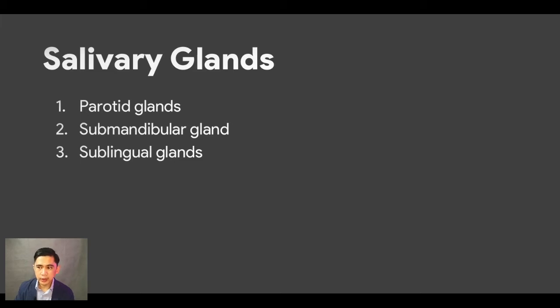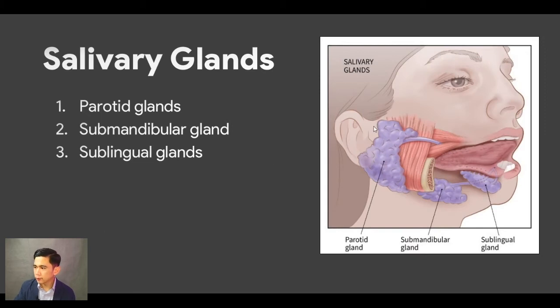First is the parotid glands, the submandibular glands, and the sublingual glands. So in this picture, the parotid gland is found in the pre-auricular area. The submandibular gland is found underneath the mandible. That's why we call it a submandibular gland. If you press on the concavity underneath your jaw, it is usually there. And we have the sublingual glands. By the term itself, it is underneath the lingua or the tongue, sublingual gland. All of these produce our saliva.